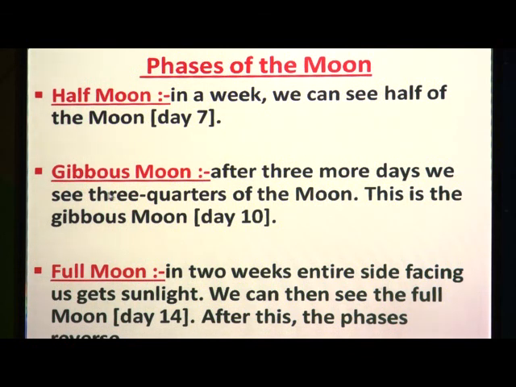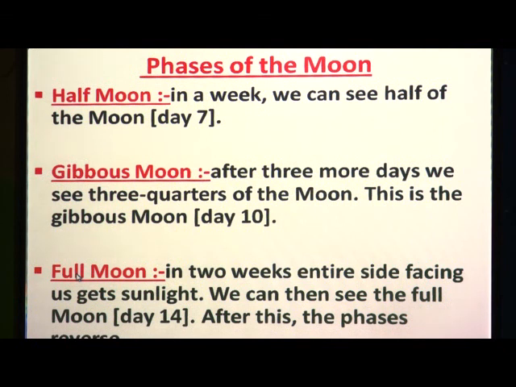Then the gibbous moon. After 3 more days, that means on the 10th day, we see 3/4 of the moon. How much moon can we see after 10 days? We can see 3/4 of the moon, and this is called the gibbous moon. It is on day 10.